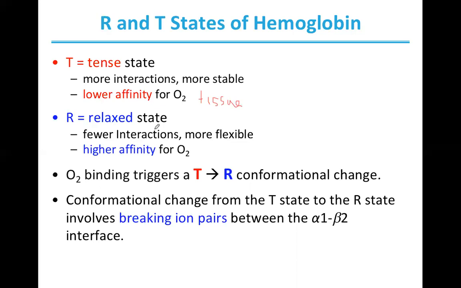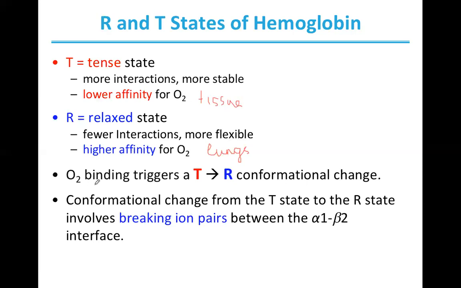Now, R is the relaxed state. Few interactions, more flexible, high affinity for oxygen. And so here we have the lungs. So this would be the storage part then? No, this is transport. Transport, so hemoglobin goes into the lungs, adopts the R state, binds as many molecules as possible of the oxygen, goes into the tissue, adopts the T state, adopts the lower affinity for oxygen, and releases the oxygen, again, as much as possible.